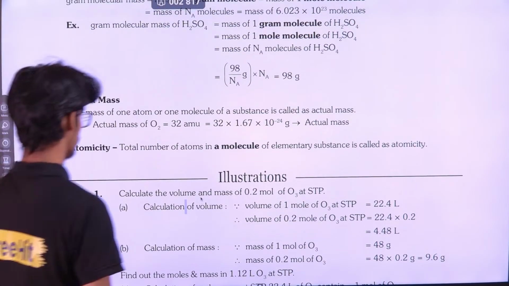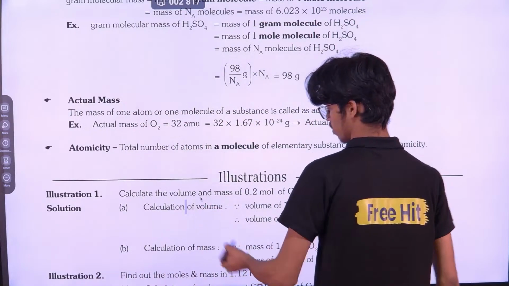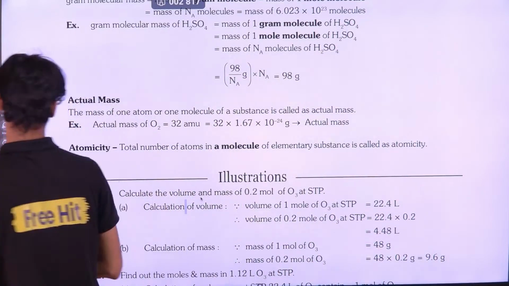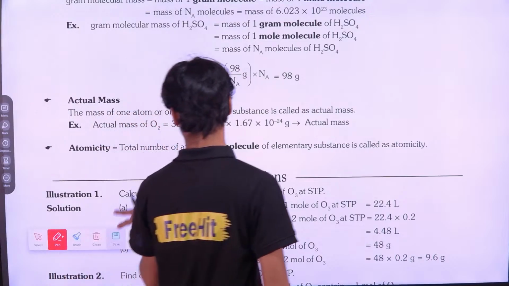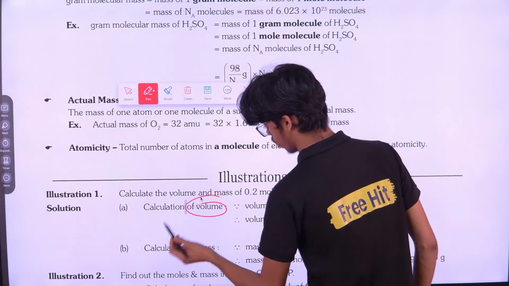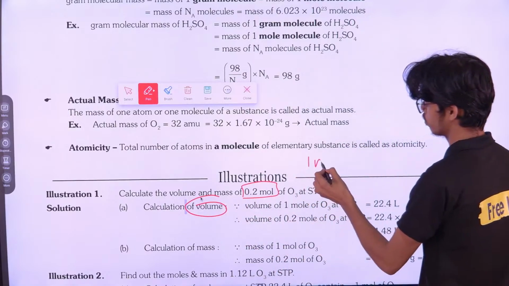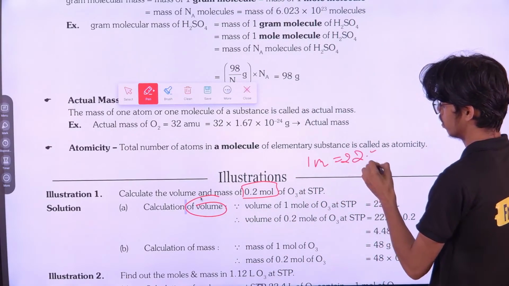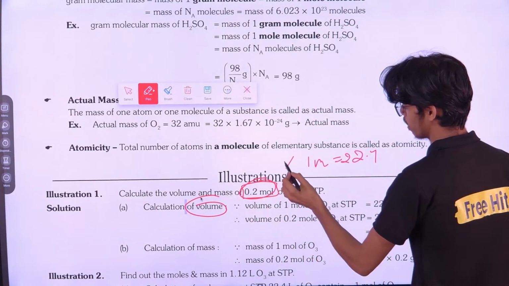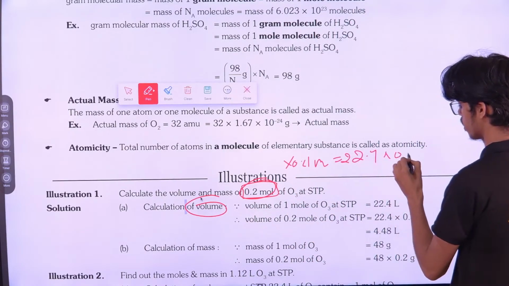Okay, so calculate the volume and mass. We just need to calculate the number of moles, that's it. To calculate the volume, you have 0.2 mole. 1 mole is equal to what? 22.4 liter. Then how much is 0.2 mole equal to? Multiply by 0.2, that's it, simple.